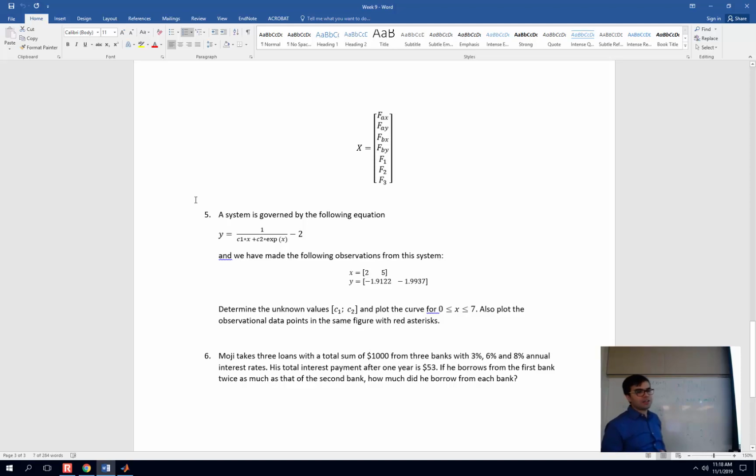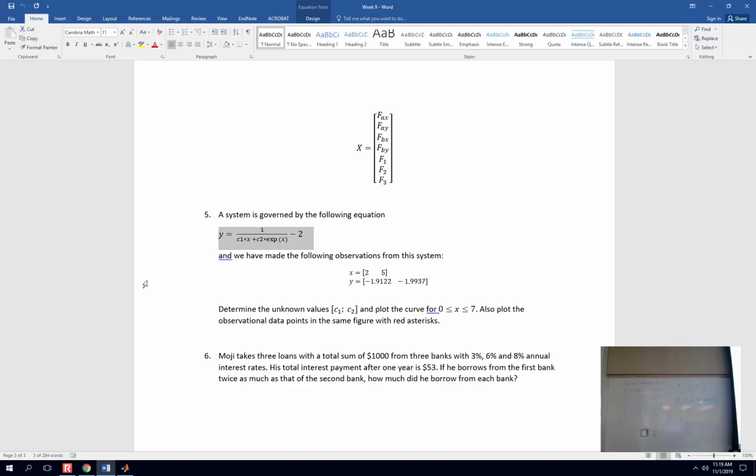A system is governed by this equation. And we have made the following observation from the system. So I have a set of x values, I have a set of y values. I have y equal to 1 divided by c1 times x plus c2 exponential of x, equal to minus 2. So I have two observations, I have two unknowns, right? Two observations of x and y will give me two equations. Two x values, two y values, right? I'll have two equations, and I have two unknowns. So I should be able to find the value of the unknowns.